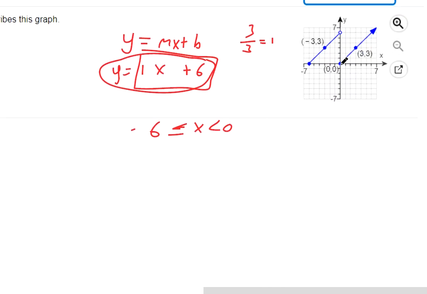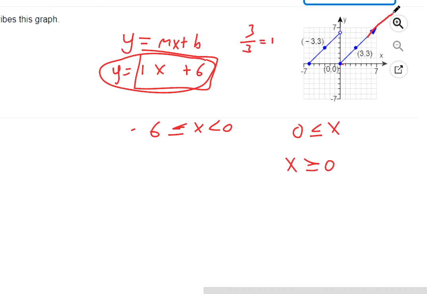And then we have to define the second piece. The second piece starts at x equals 0, and that's going to be inclusive. I'm going to use the less than or equal to symbol there because it's a closed dot. And then it goes on to infinity. So another way of saying this is that x is greater than or equal to 0.